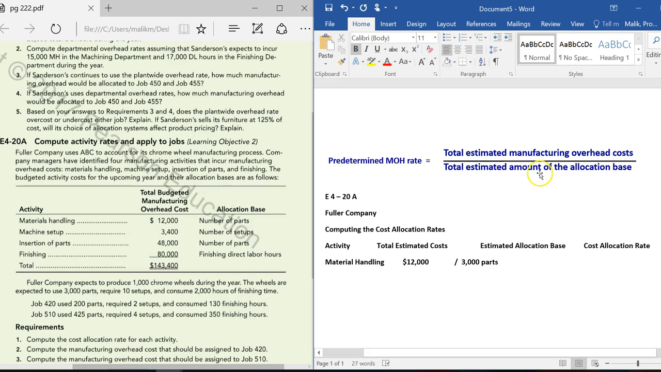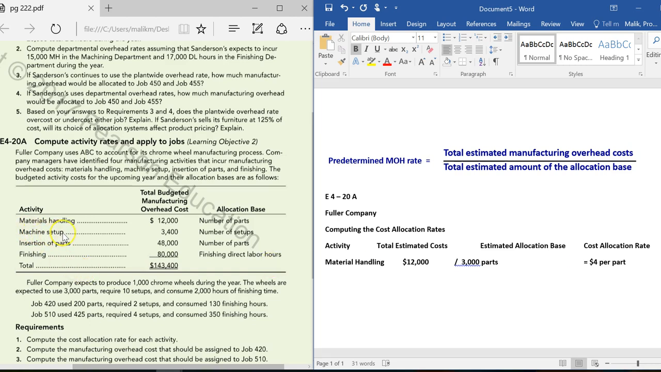So now if we follow this formula, this is our total estimated overhead cost. We are dividing by our total estimated amount of allocation base, which will actually give you the rate. So if you divide this $12,000 by 3,000, then you will find that the machine handling cost rate is $4 per part. Now let's do the same thing for our next activity.